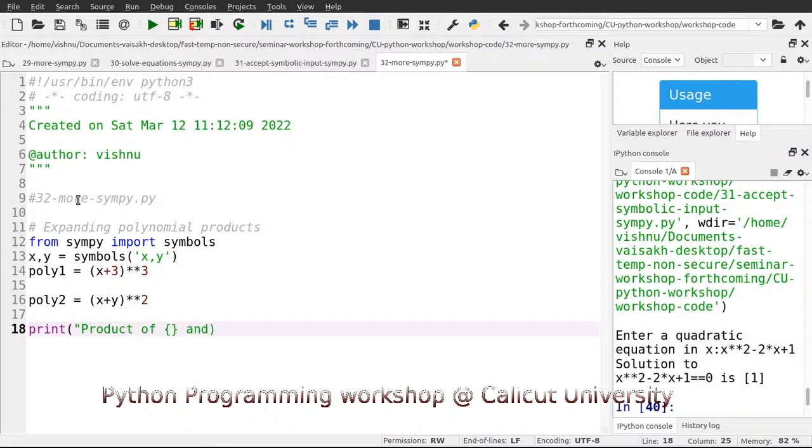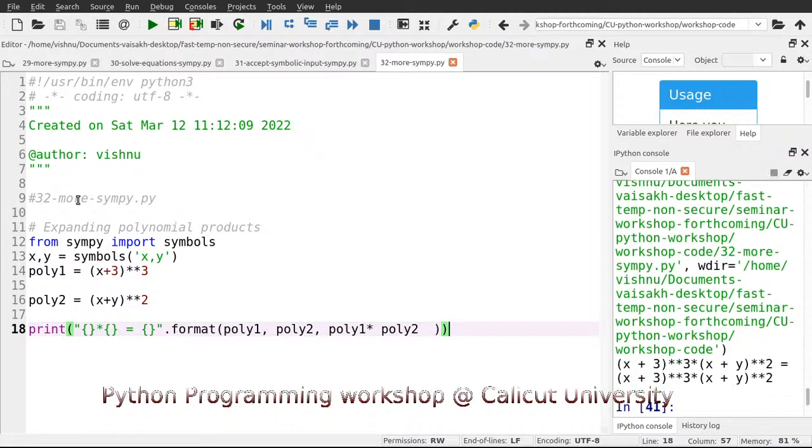If you multiply these two, the product, or otherwise straight away, star equal to. So let's do the format, put the arguments in format. Polynomial 1, polynomial 2, star 2. Okay, so let us expand it. It's not expanded, it's shown exactly like that.